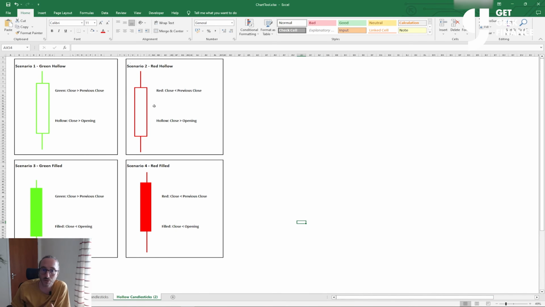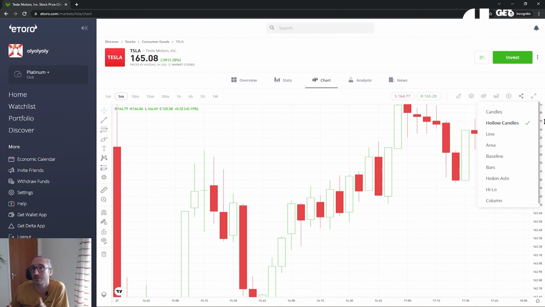And if you do decide you want to use hollow candles, then you may want to take a screenshot of this now, or write down in the comments below, and perhaps I can put this in a PDF and put it up on a web page somewhere. If you want to know about the other chart types, then Google is your friend.